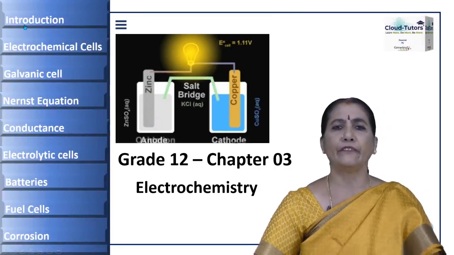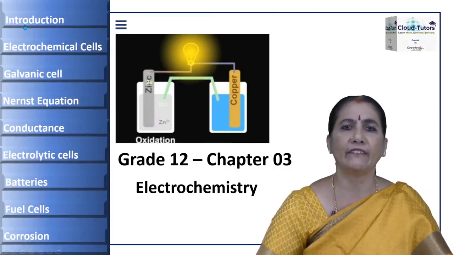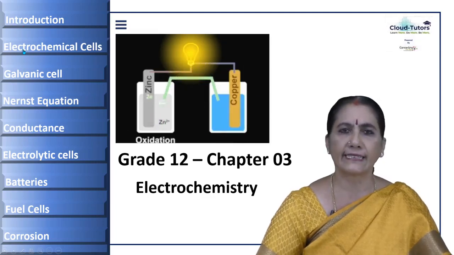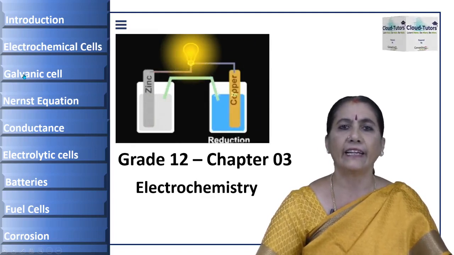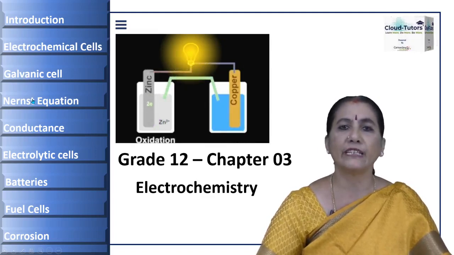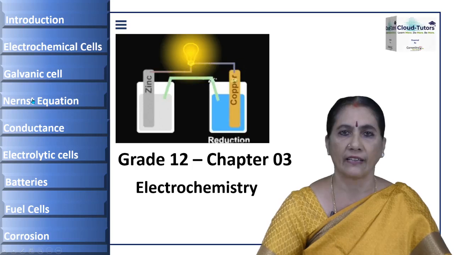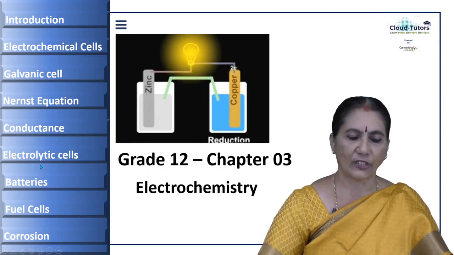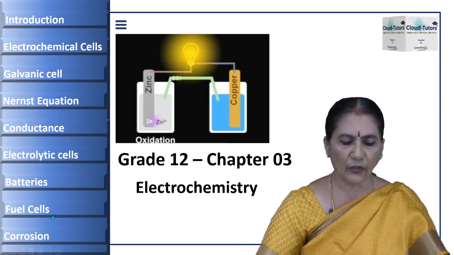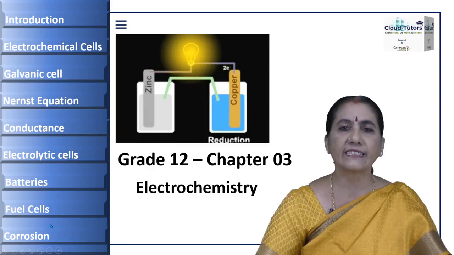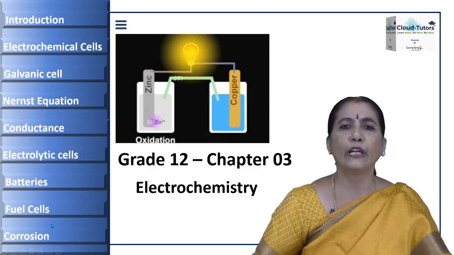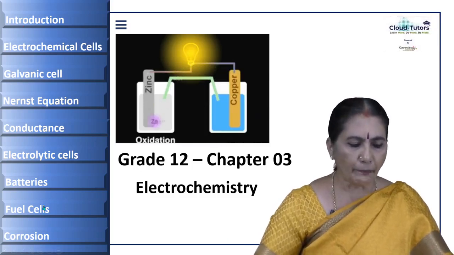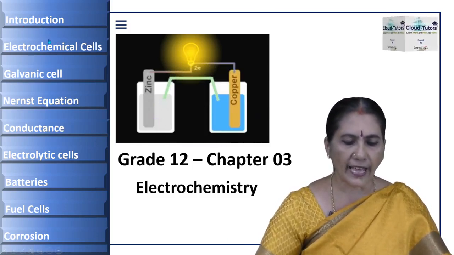The various aspects that are going to be covered in this chapter are introduction, electrochemical cells, and galvanic cell, and if time permits, I'll be stepping into the Nernst equation in today's session. Of course, the remaining concepts will be conductance, electrolytic cells, batteries, fuel cells, and the last concluding part deals with the various aspects of corrosion. So let me just step into the introduction aspect.